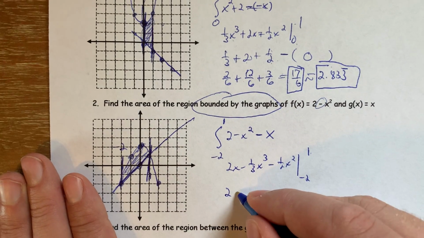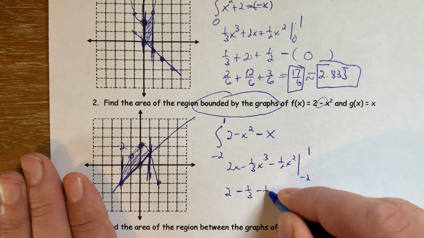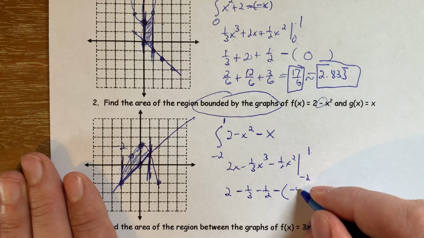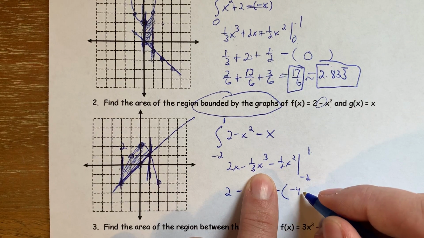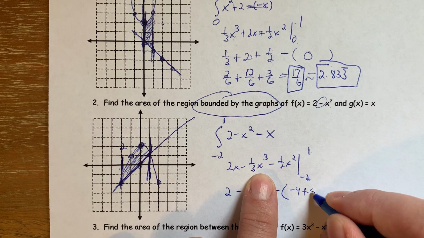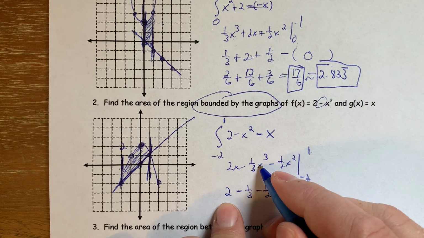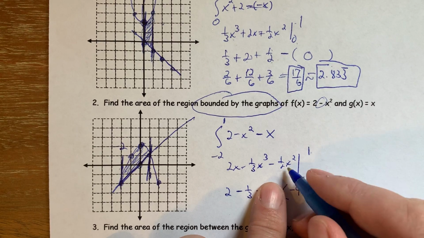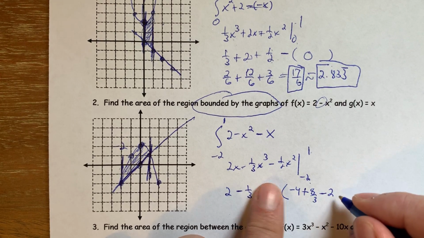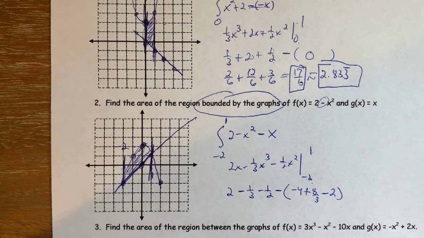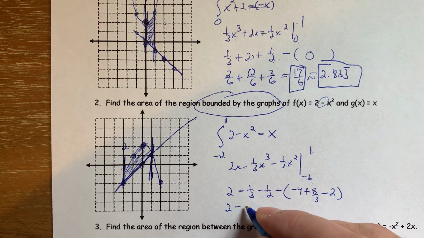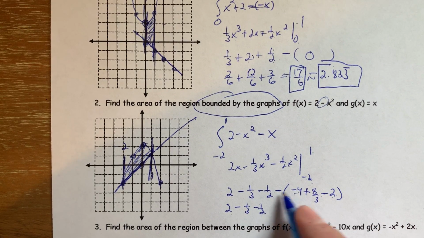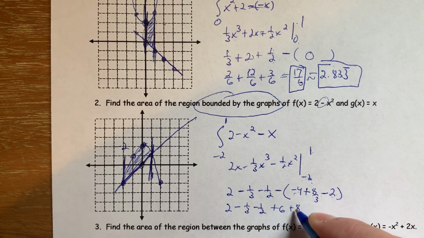We plug in 1, 2 minus 1/3 minus 1/2 minus, okay, we got to plug in -2 here. It's -4 plus 8/3, because -2 times -2 times -2 is -8 times the negative is positive. And then -2 squared is 4. 4 divided by 2 is 2, minus 2. Boy, this is really ugly. Okay, so 2 minus 1/3 minus 1/2. This is minus 6 minus -6 is plus 6 plus 8/3.